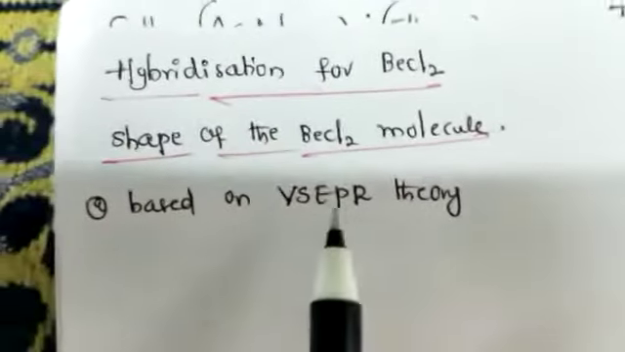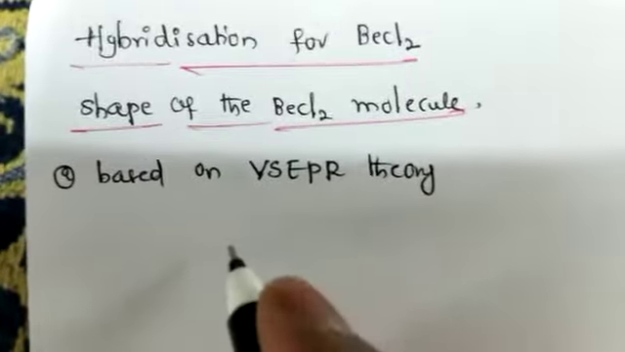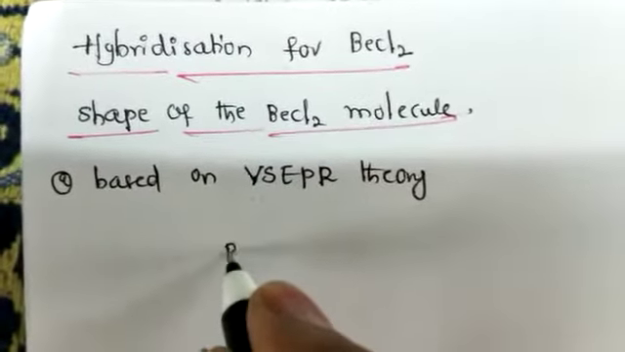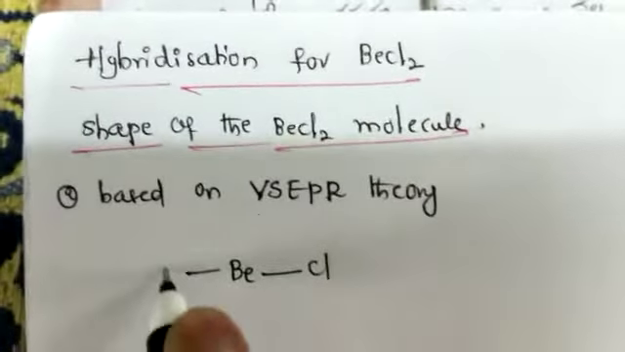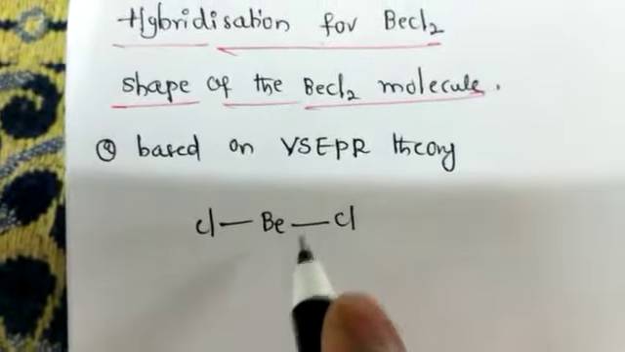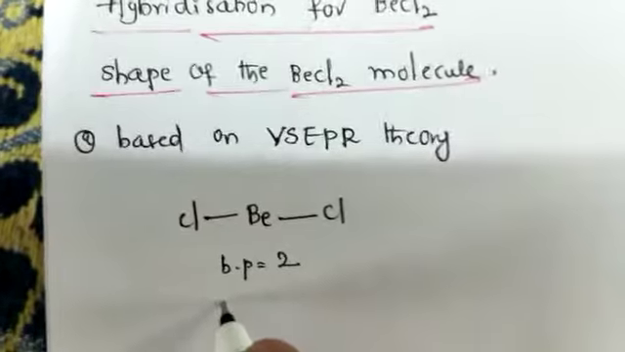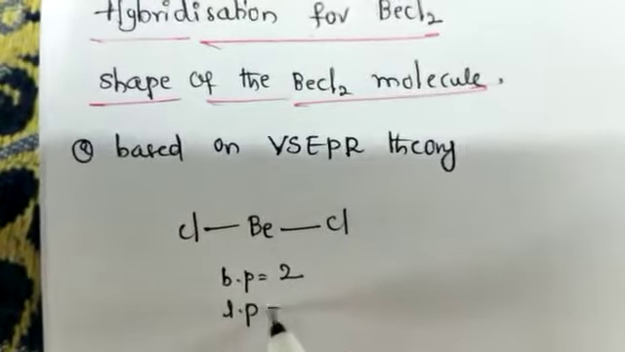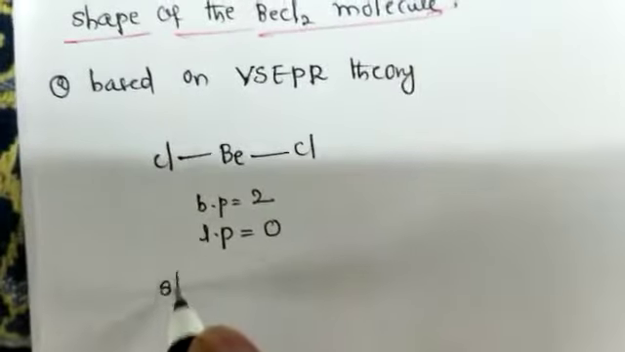According to valence shell electron pair repulsion, what is the shape of the molecule here? First of all, write down the beryllium chloride structure. How many bond pairs are there? 1, 2. So 2 bond pairs. How many lone pairs does the central atom have? 0 lone pairs. Now the shape or geometry.